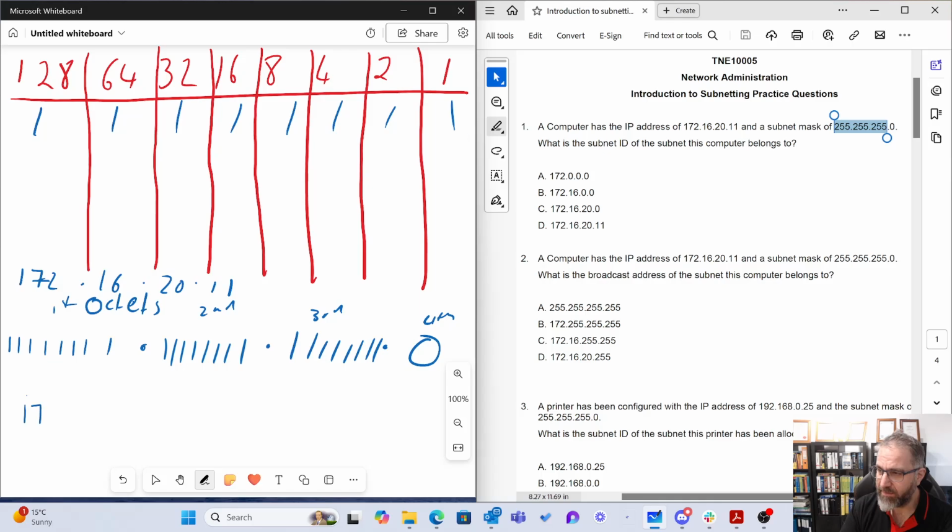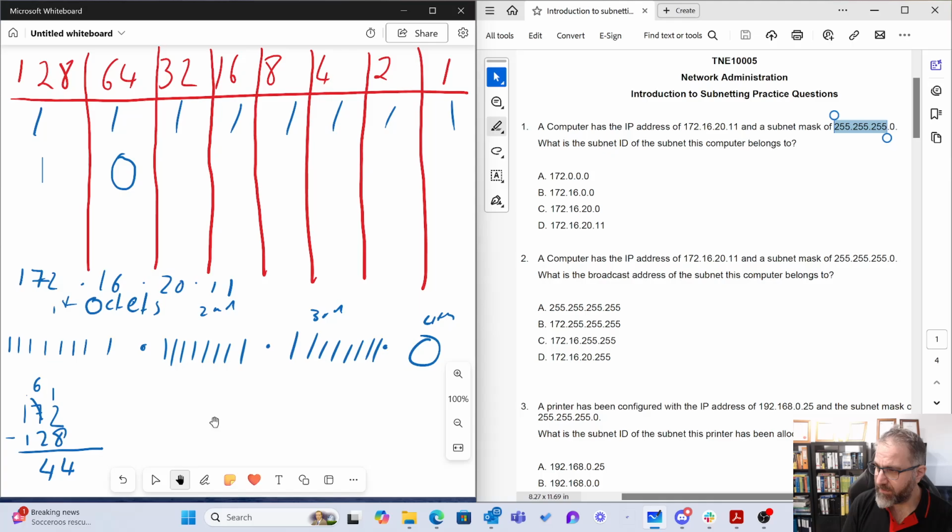So 172, is it equal or higher than 128? And obviously it is. Yes, it is. So I put a 1 there. Then I go to 64. Now what I do is I take 172 and minus the 128. I minus that from my number and do some simple maths here. 172 minus 128 is 44. Is 44 greater than or equal to 64? It's not. It's false. So I put a 0 there.